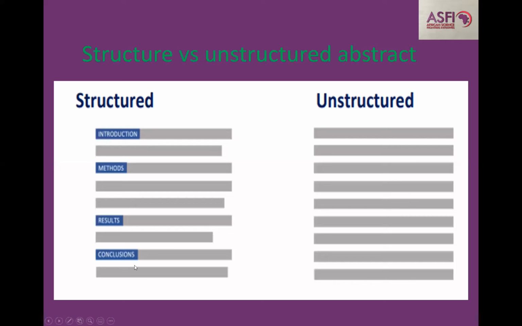A structured abstract is where the journal has presented some subheadings, and you should present your abstract accordingly. This is common: introduction, methods, results, and a conclusion. Unstructured is when the journal does not give any description with regards to headings, and you can write it freestyle.